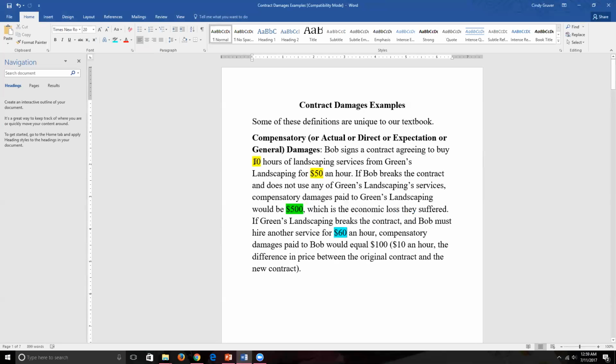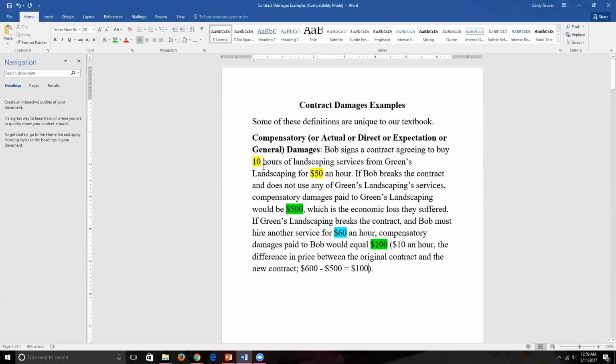He still needs the 10 hours. So he is going to pay this other service $600 instead of the $500 that he was expecting he would need to pay. So under this scenario, Bob would be entitled to $100, which would be 600 minus 500 equals 100. And that's all about compensatory damages.